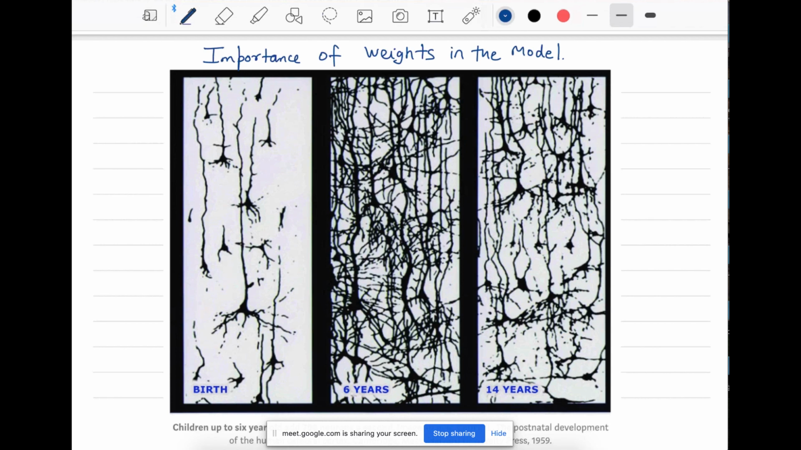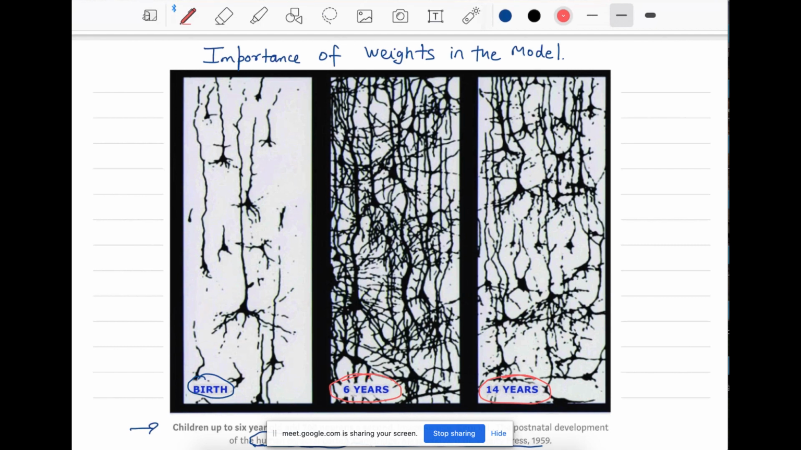Now this will give you the actual intuition behind the weights which come with the dendrite inputs. As you can see, I am showing you three different pictures, and this slide I have taken from Cambridge University Press, and what they are showing is the development of the brain of a child. They have scanned the brain of a child, and that scanning is done on the cerebral cortex of a human. They are showing three different snapshots of the brain development of a child. One is at birth, the second is when the child is 6 years old, and the third one is when the child is 14 years old. So it is actually a scan of the brain.